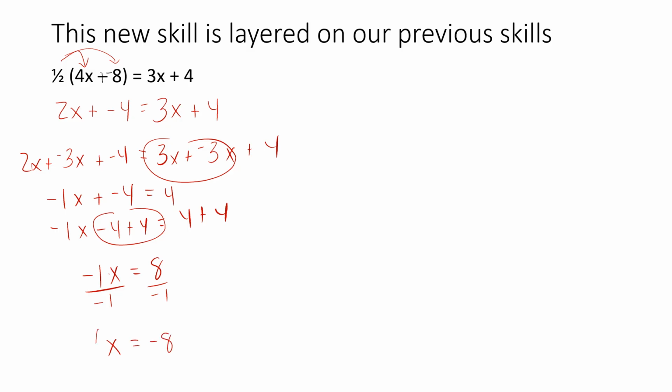Here's what will happen to a lot of my students. Right here, where they have 2x plus negative 3x, a lot of times they do this because they're subtracting instead of thinking of it like plus a negative. So in their head, they end up here. They say negative x, and on this line they have negative x is equal to 8. And then they stall out and they're like, I don't know what to do.